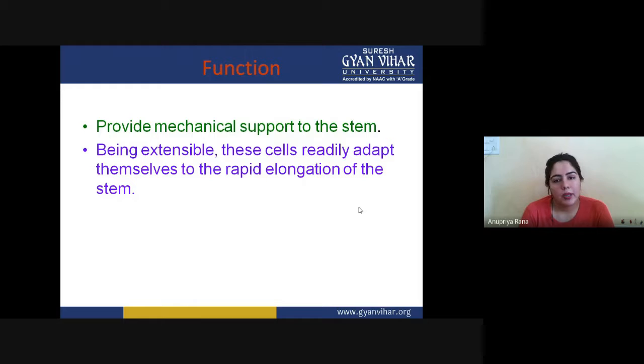Function: provide mechanical support to the stem. Being extensible, these cells readily adapt themselves to the rapid elongation of the stem. So these are very extensible cells. They have this extension process, and these cells readily adapt themselves to rapid elongation. So if you want any elongation process just below the epidermal portion, they are the cells you can work with.